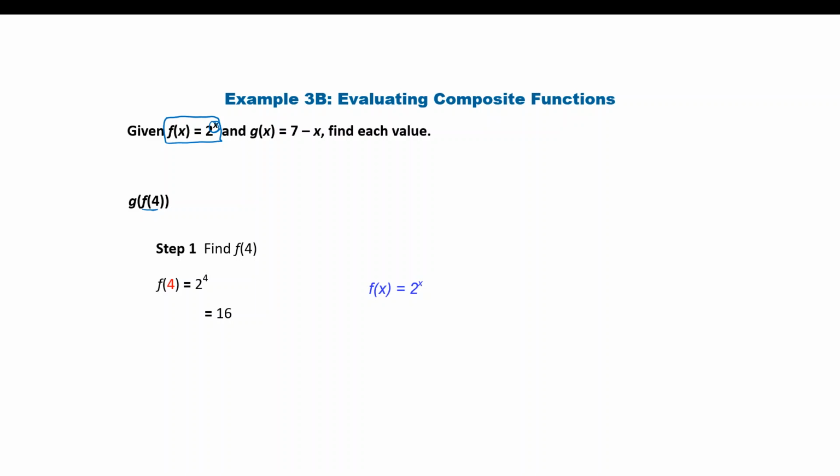Now I'm going to find g of 16. So I'm just going to put this 16 in place of f of 4, because f of 4 equals 16. So now g of 16. So now I'm going to use my rule, which said g of x is 7 minus x, and so 7 minus 16 is negative 9. So finally we can say g of f of 4 is equal to negative 9.